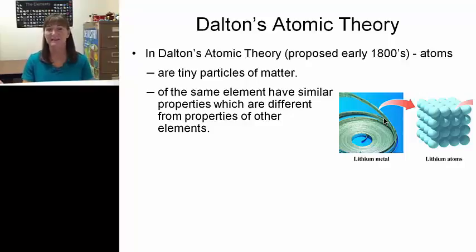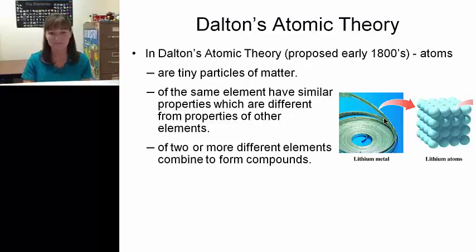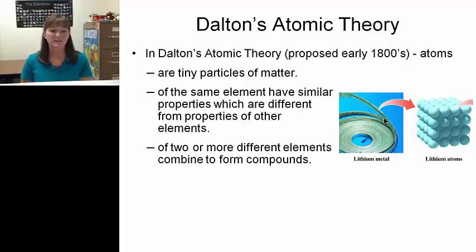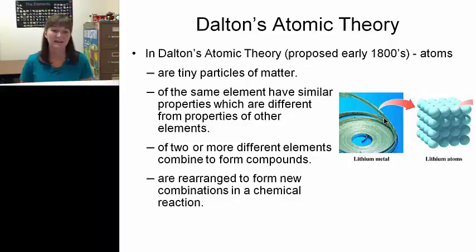So that's to say, if I have an element of copper in this hand and an element of sodium in this hand, they're going to have different properties. Elements of two or more different elements will combine to form compounds. So for example, water, H2O. Compounds are composed of combinations of elements and atoms, and atoms are rearranged to form new combinations in a chemical reaction. So when a chemical reaction happens, the atoms bonded together in one compound will rearrange and form new compounds.